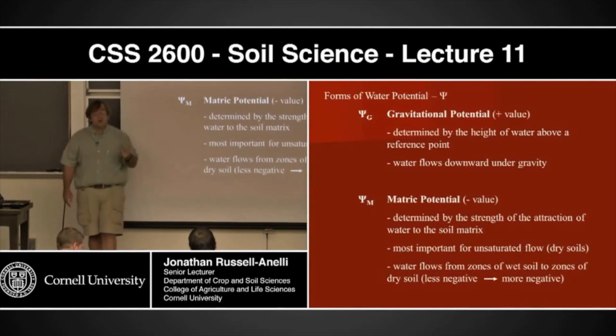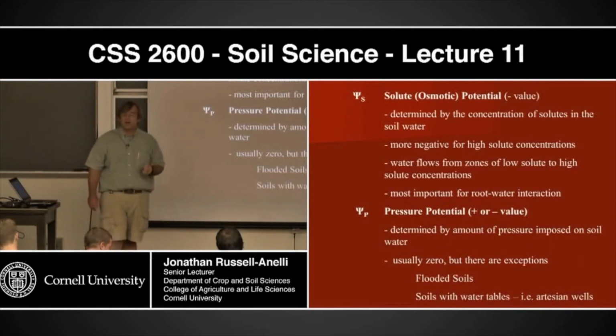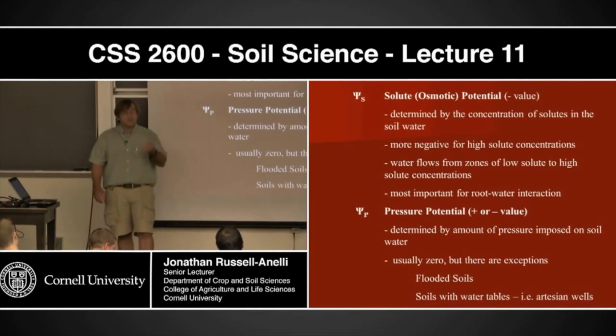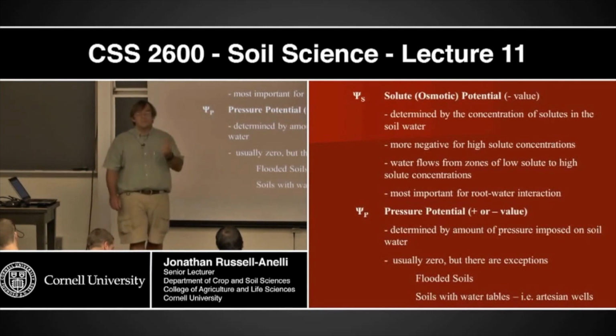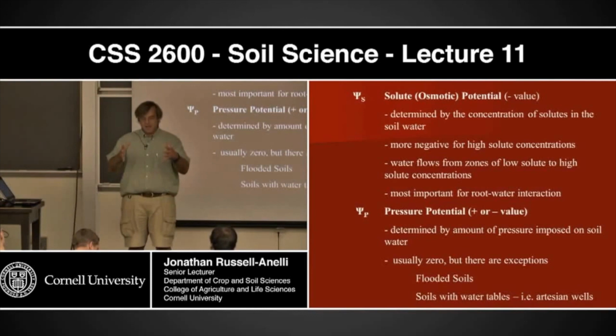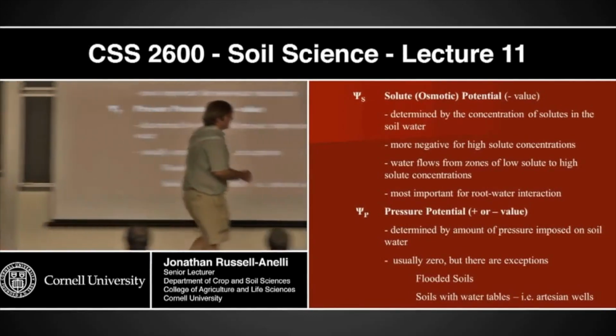Now, there are two other potentials that you should be aware of. The first one is the solute, or osmotic potential. And this is created by salt gradients. It works very similar to the matrix potential. Okay? Yet, it works within the water. Imagine I have, maybe draw this one. This might be better to draw.